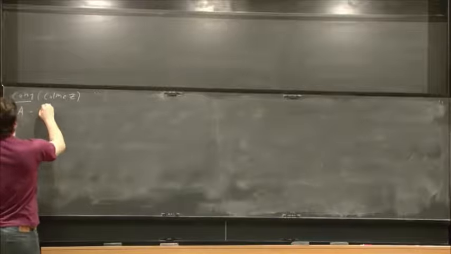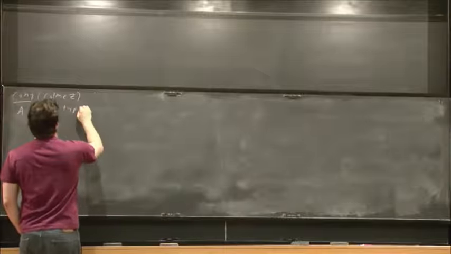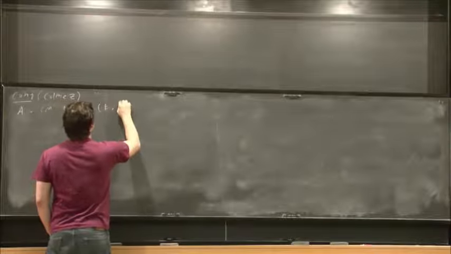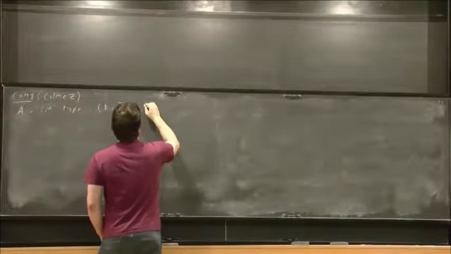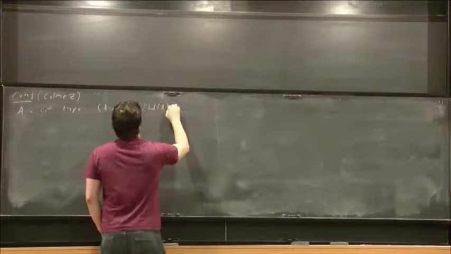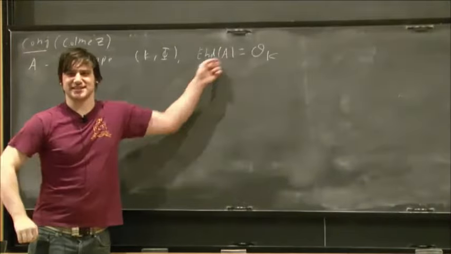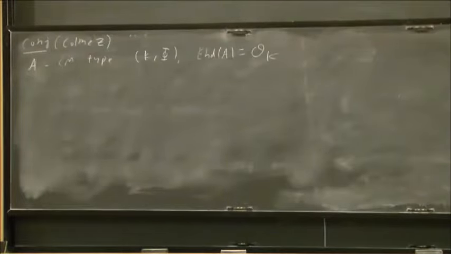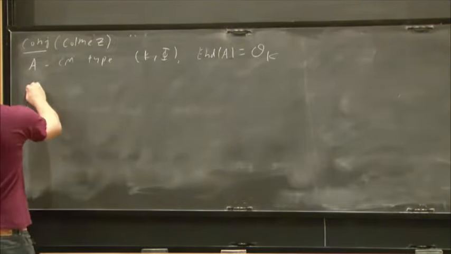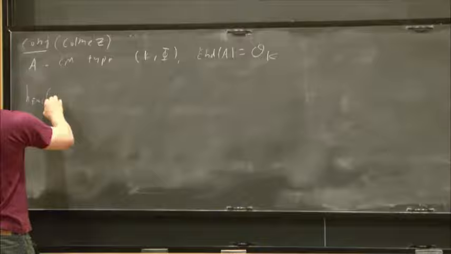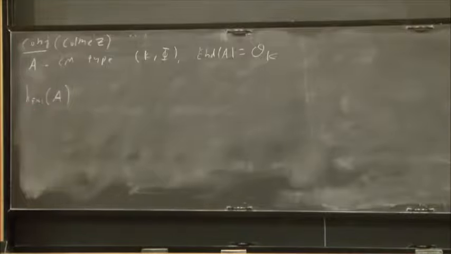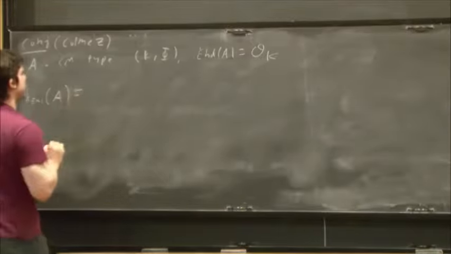which says the following thing: suppose A has CM type (K, phi), and the endomorphisms of A are the full ring of integers. He actually insists on this in this case. I presume you can get a formula in any way, but his conjecture is written down with this condition inside it. Then the Faltings height of A is equal to the following thing.